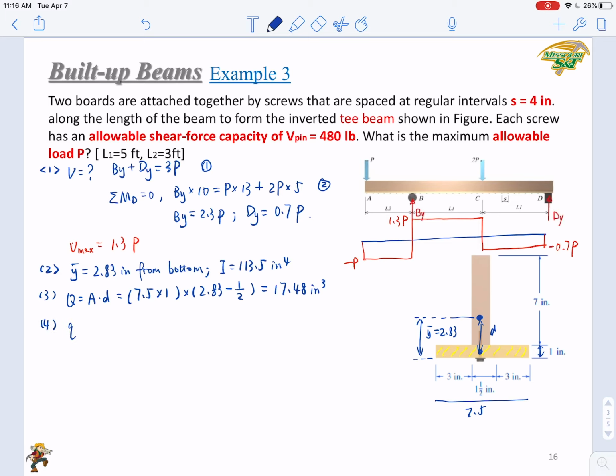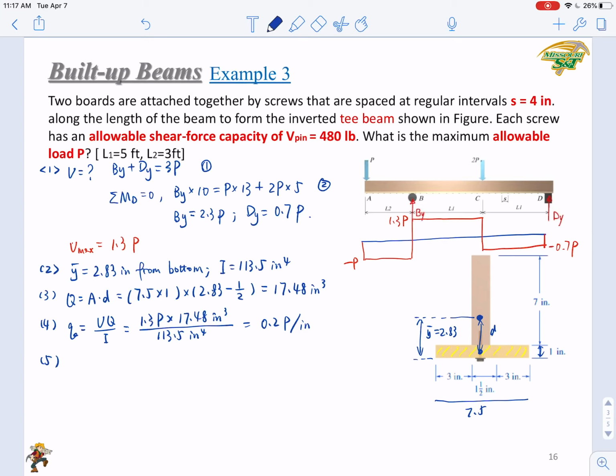Step 4, we're calculating shear flow. That will be VQ over I. And the V is 1.3P times 17.48 over 113.5. So you got 0.2P per inch.